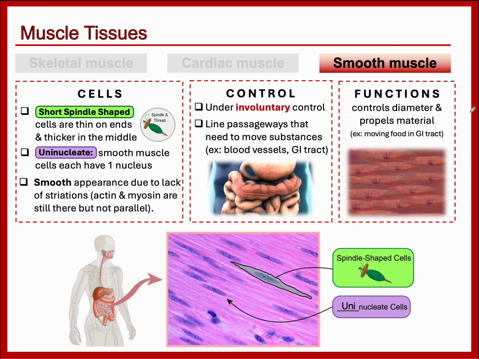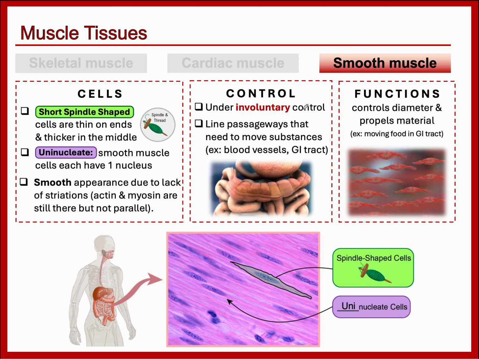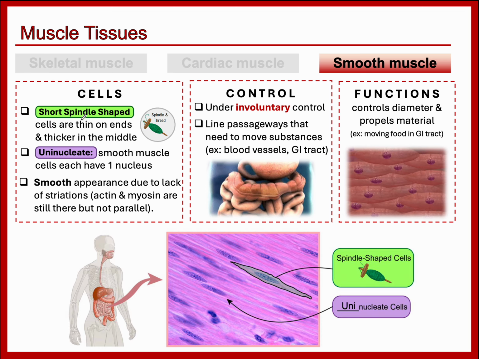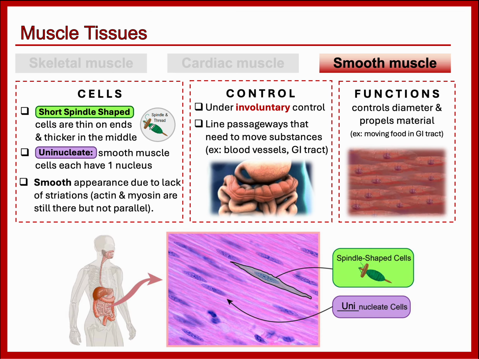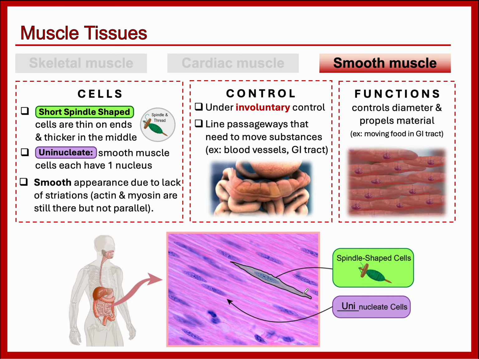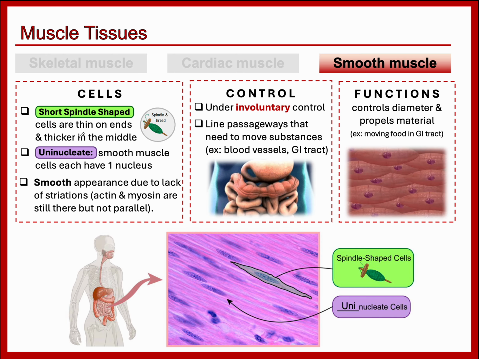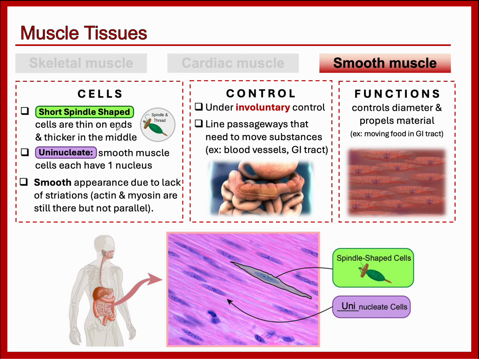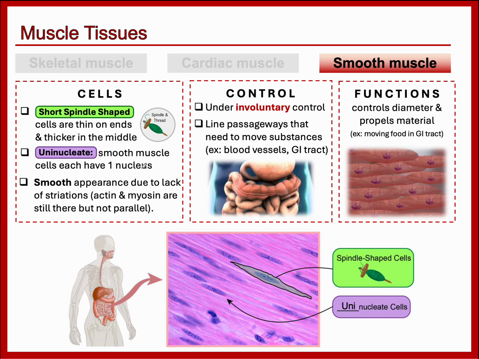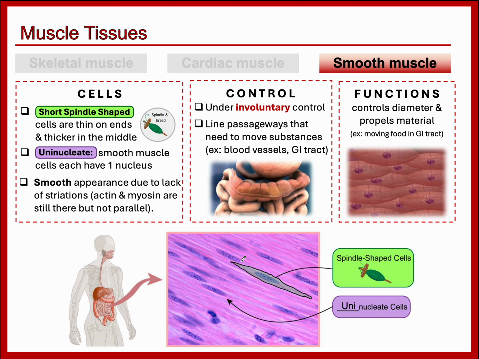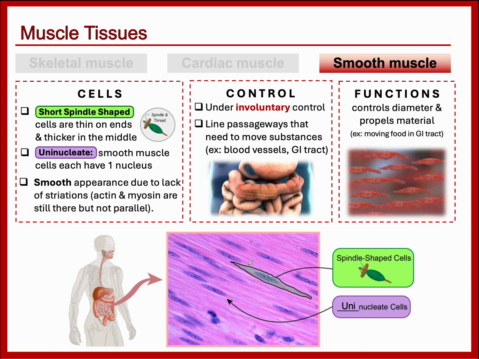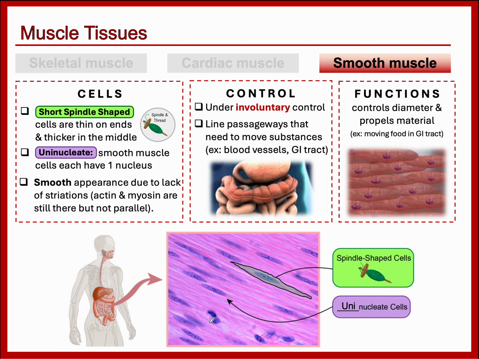The last of the muscles is called smooth muscle. Smooth muscle is short, and we say that it's spindle shaped. Here's a spindle and a thread. It has this spindly shape, okay? It's thick in the middle, but thin on the ends. And it's uninucleate. Smooth muscle has one nucleus that's kind of in the center. They look all meshed together, but they are one cell each, okay?